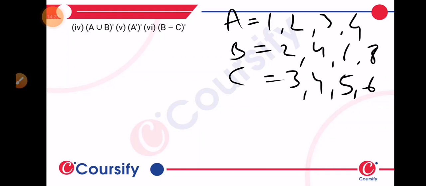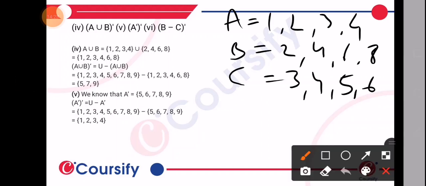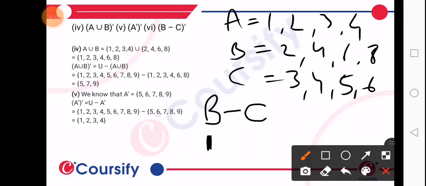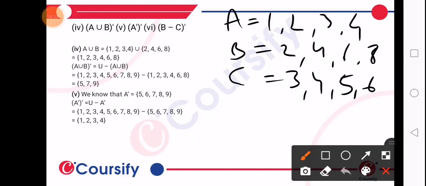Now if we solve it, let's solve what is B minus C first. As we learned in the earlier chapter, if one set is reduced from the other set, we simply take out those elements present in the second set from the first set. Let's look at the example. Let's solve this one for better understanding.